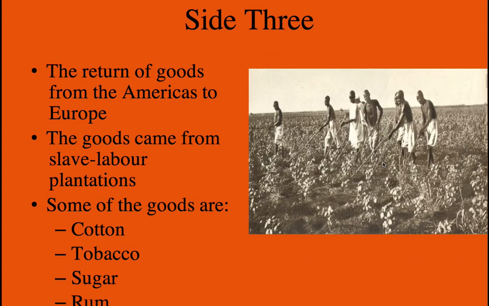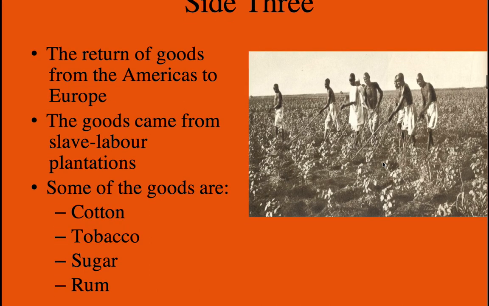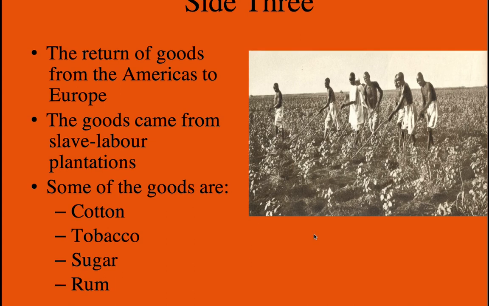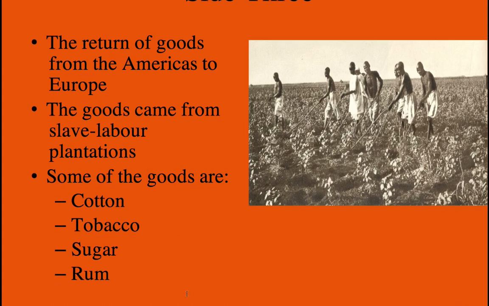The third side, the most important side, is that when the slaves were sent to the Americas, they did all that work. They would go to plantations, and they would harvest goods like cotton, tobacco, sugar, or rum. These goods would be sent to Europe. For example, rum you can get in the Caribbean islands. Same idea with sugar. Cotton, a lot of the time, was in the southern United States.